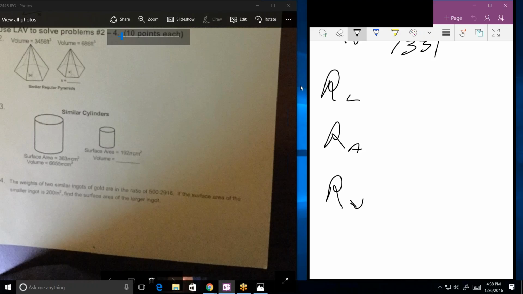Okay? So the volume ratio is 500 to 29... Is that a 16 or an 18? Is that number 2916 or 2918? I can't read it. That's 2916. Okay. Now they're asking about area, so I've got to get an area ratio. Again, let's just get the linear ratio and then we'll square it to get the area ratio. We'll do it the hard way. So what's the linear ratio?